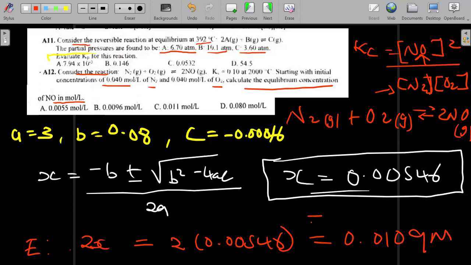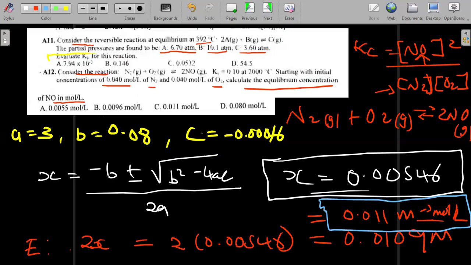So we can actually round it off. When we round it off, we get 0.011 molar. So this molar here is the same as moles per liter. So you go back now to your answers and check if you have this value here. We can see it's only C there. So C is the answer. Any questions there?